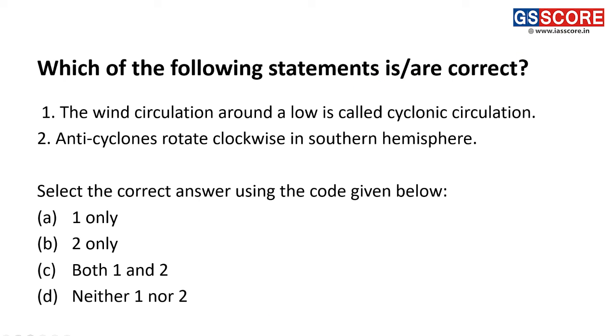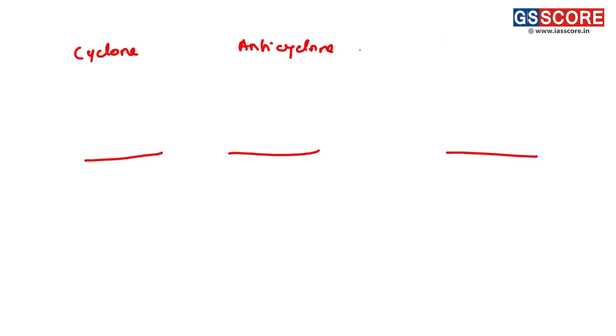Now, the next question is, which of the following statements is or are correct? Statement 1 is, the wind circulation around a low is called cyclonic circulation. Basically, this is a correct statement. If we look at the conditions of cyclone, anticyclone, and Coriolis force.